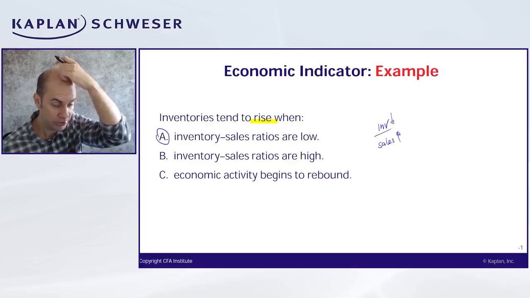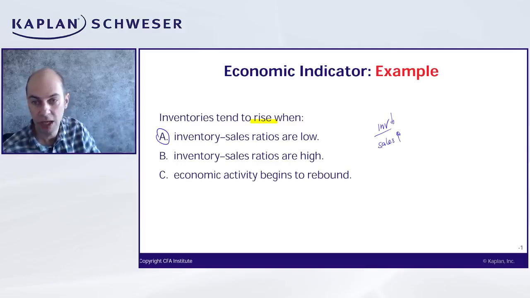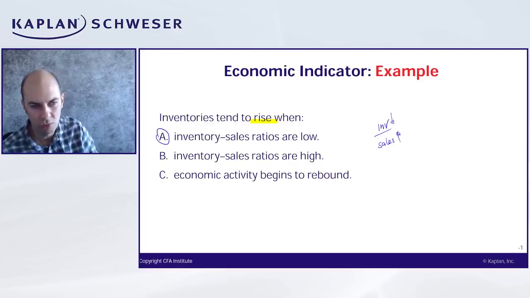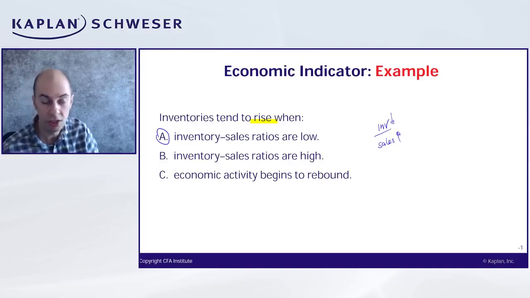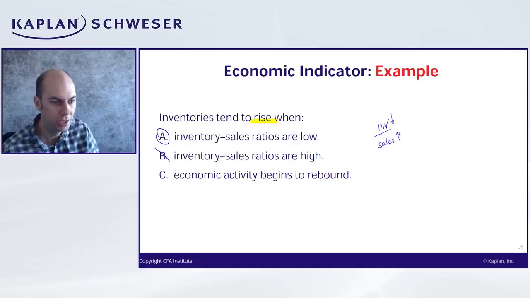So inventory sales ratios are high. Well, that's the opposite. That means now you've got tons of inventory in stock. Perhaps you're in a recession, nobody's buying your inventory, you overbought, and now you're swimming in inventory, my friends. And obviously your inventory sales ratio is high. Now, would you want inventories to rise further at that point? Well, no, because you're going to probably slow the rate at which you purchase new inventory, and you're going to wait until you sell some of the existing inventory. So that's not going to be right.